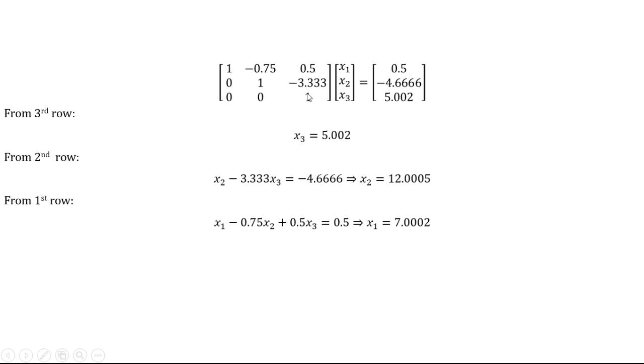And from the first row we will get x1 minus 0.75 x2 plus 0.5 x3 is equal to 0.5, and after substituting the values of x2 and x3 here, we will get the value of x1 is equal to 7.002. So hence the solution for the system is x1 is equal to 7.002, x2 is equal to 12.005, and x3 is equal to 5.002.